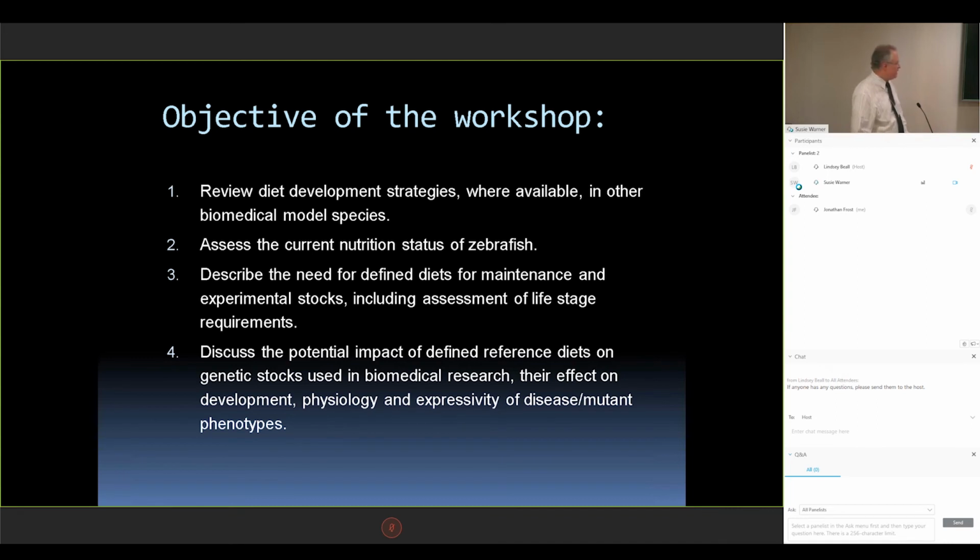We need to consider life stage, obviously. We looked at the potential impact of these reference diets on genetic stocks. There are so many different genetic stocks with so many different requirements. We need to assess nutrition and its value in using or enhancing these genetic stocks that we've developed.